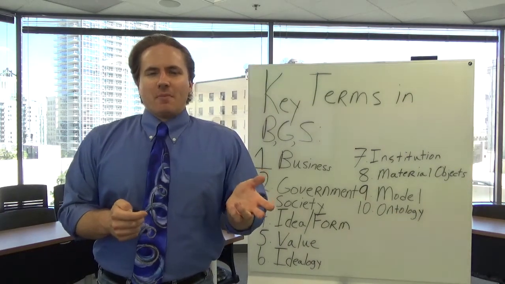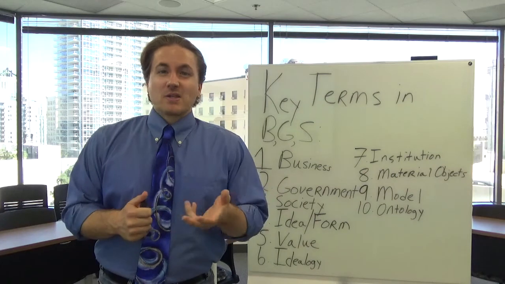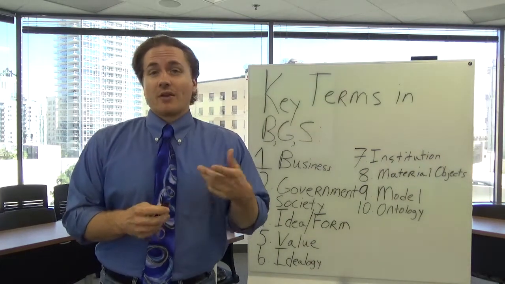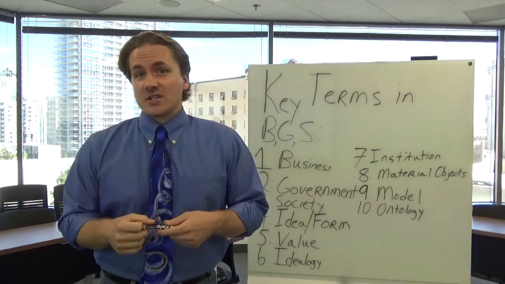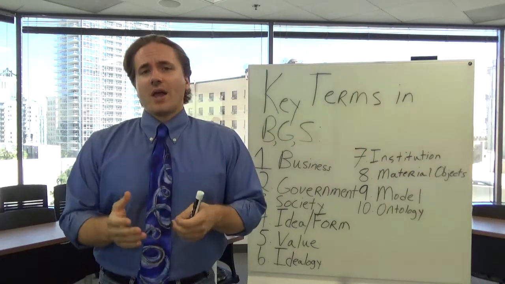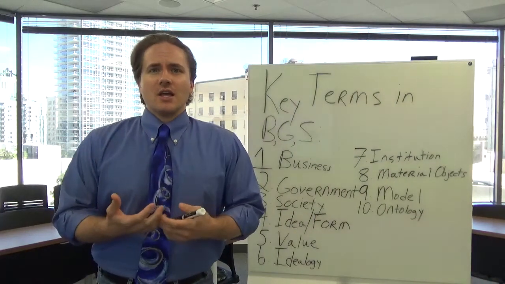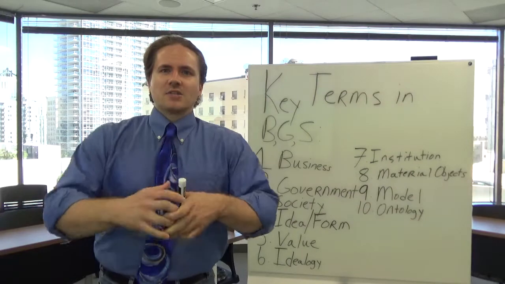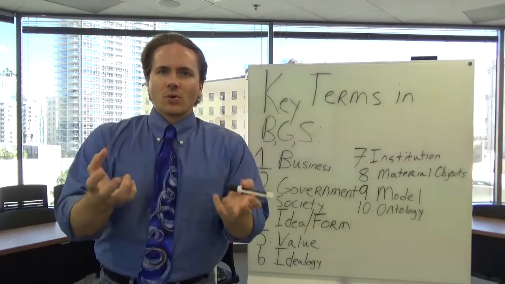If you're looking at it from maybe more of a business perspective, we might call these models. If you're looking at it from more of a philosophy perspective, we might call this an ontology. Either way, a model or ontology is basically the study of reality. It is our fundamental view of the world.